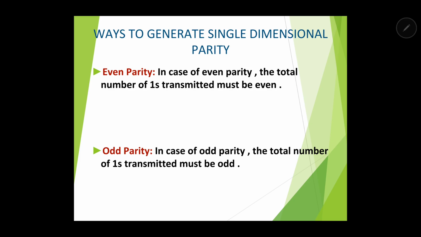For example, suppose we want to send 101 along with the parity, and suppose we are using even parity. Here the number of ones is already 2, that means it is already even, so we will keep the parity bit as 0. Only then the number of ones will be even. Let's say we are using the odd parity technique. The number of ones is even, so our aim will be to make it odd and then send, so we'll add the parity bit as 1 in this case. It will be more clear when we go to the sums.